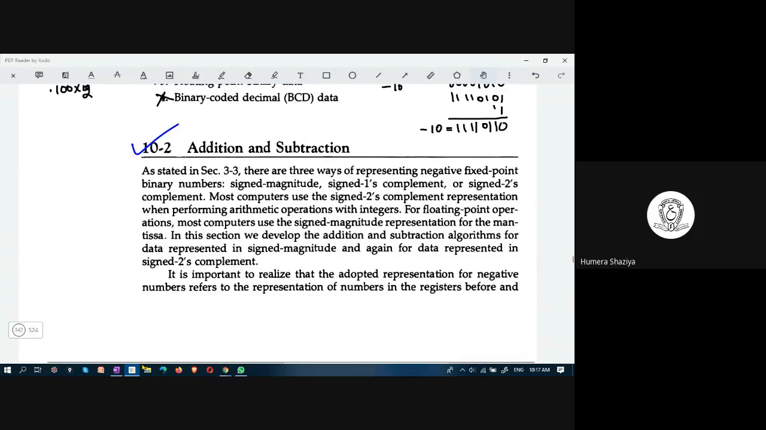Addition and subtraction can be done when the numbers are positive, or both the numbers are negative, or there is a mixed sign. One is positive, another is negative, or the first one is negative and the second one is positive.